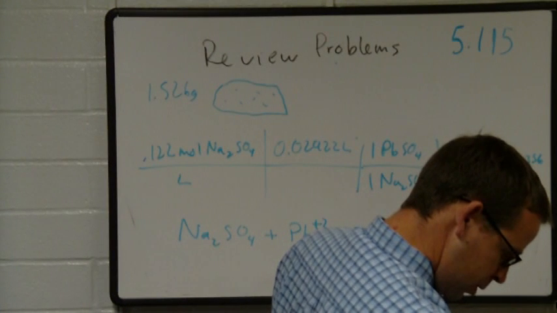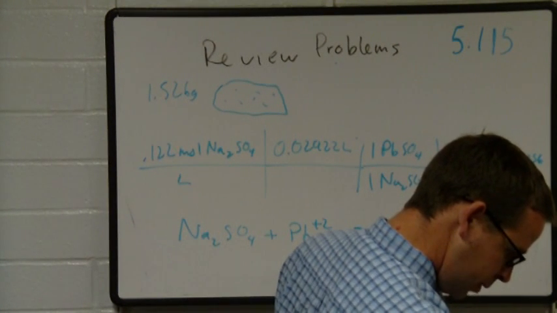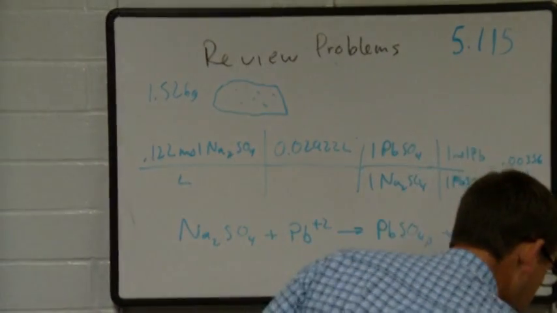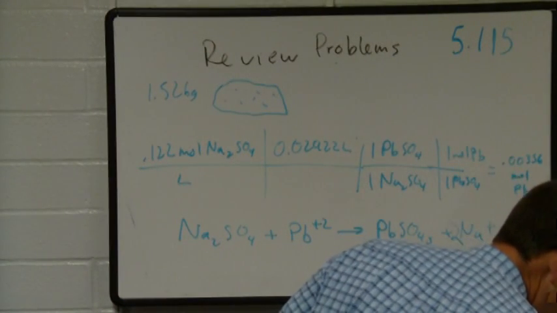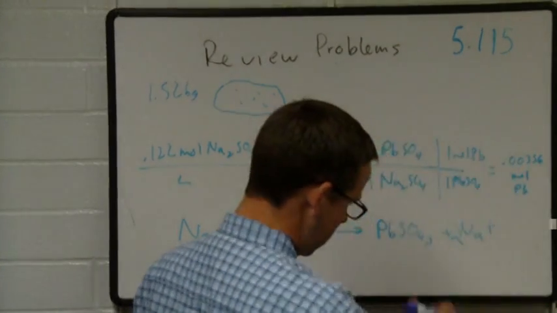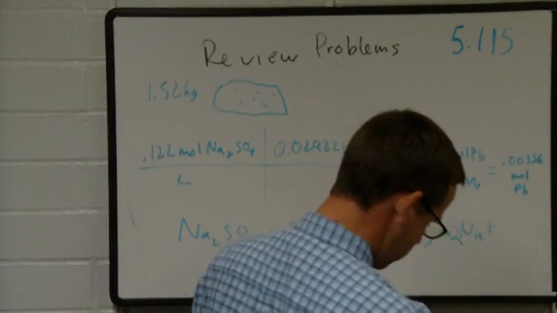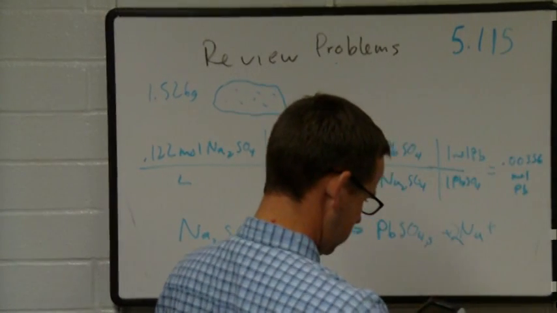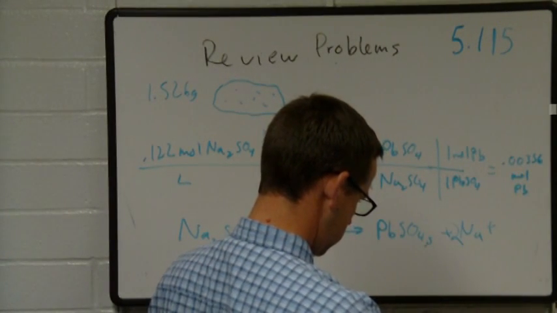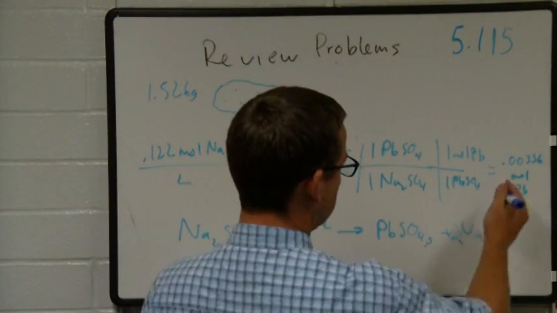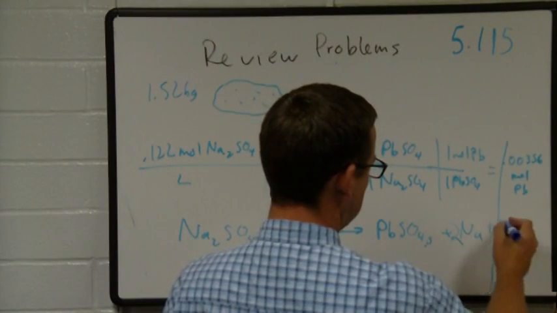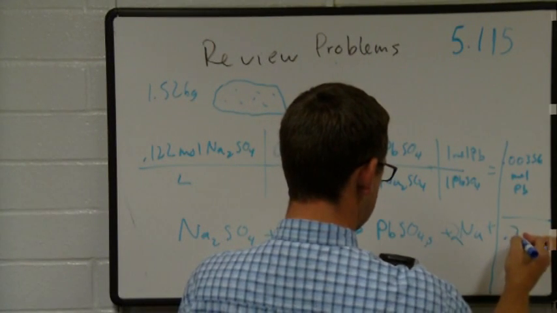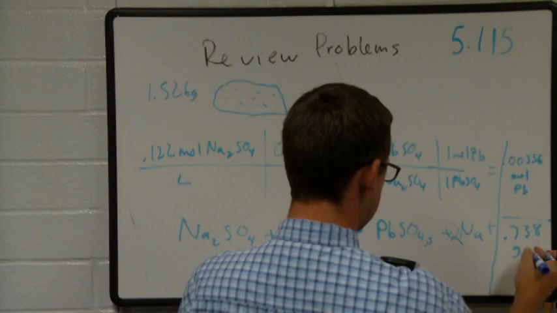Okay, how many moles of lead were in the ore sample? How many grams of lead were in the ore sample? So to go from moles to grams, we just use the periodic table and multiply our moles that we got here times the molar mass, which is 207, the atomic mass of lead. Okay, so I'm getting how many moles of lead? 0.00356. I'm getting 0.738 grams of lead.